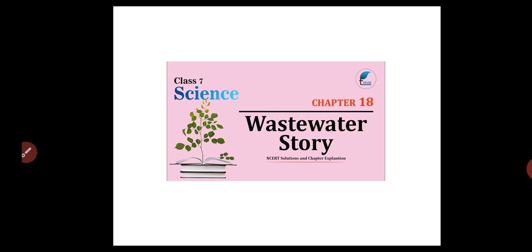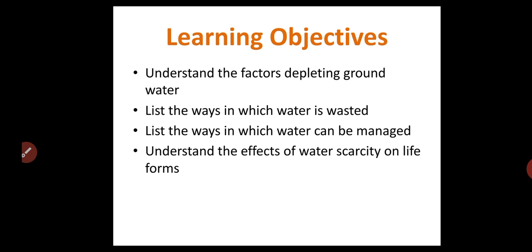So, the next chapter that we are going to discuss is the wastewater story. In this particular chapter, we are going to discuss water management, especially the proper disposal of sewage water. The learning objectives are to understand the factors depleting groundwater, list the ways in which water is wasted and how that wasted water can be managed, and understand the effects of water scarcity on life.